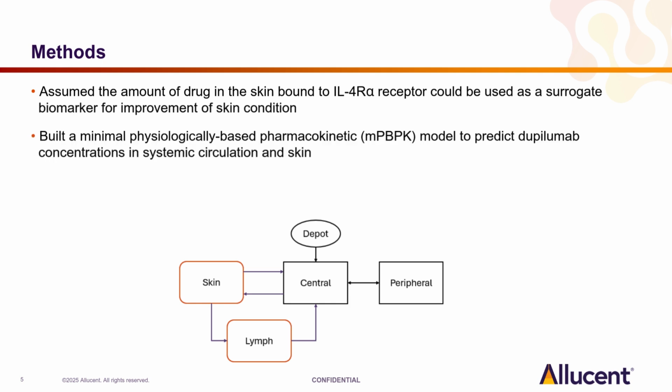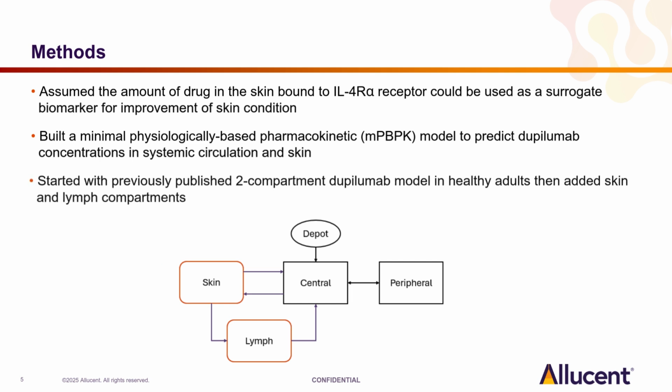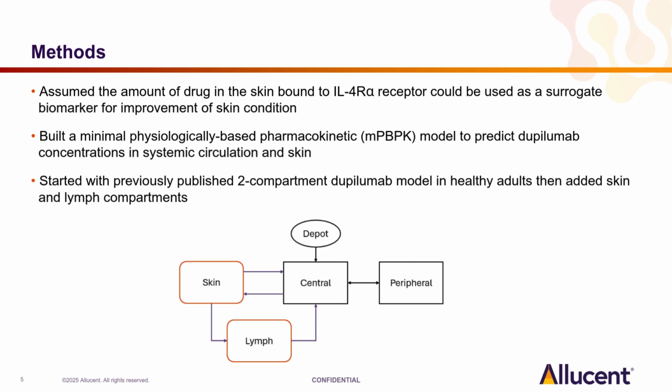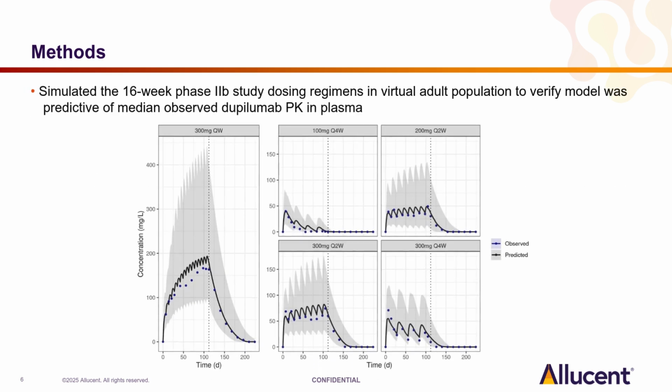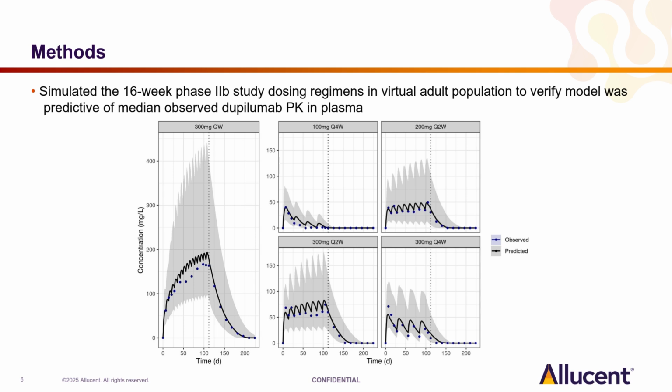So we built a minimal physiologically-based pharmacokinetic, or minimal PBPK, model to predict dupilumab concentrations in both systemic circulation and in the skin. It started with a previously published 2-compartment dupilumab model in healthy adults. Then we added a skin and lymph compartment. Then we simulated the 16-week phase 2b study using the 5 different dosing regimens in a virtual adult population, just to verify the model was predictive of the median observed dupilumab PK in plasma at any dose level.